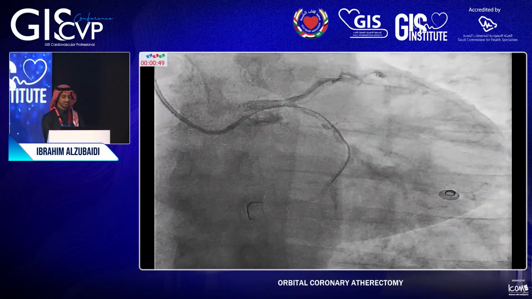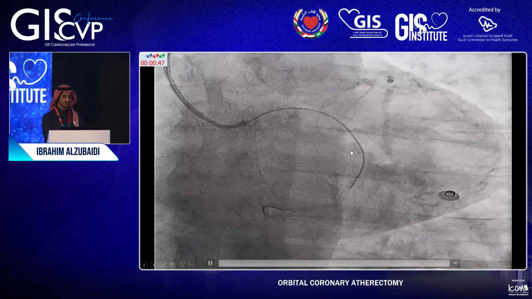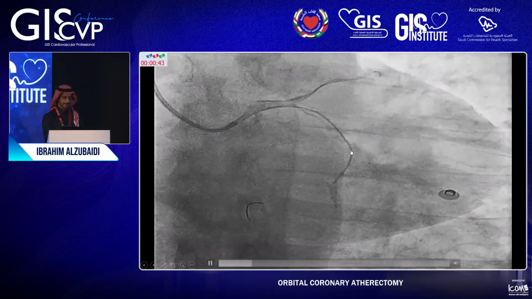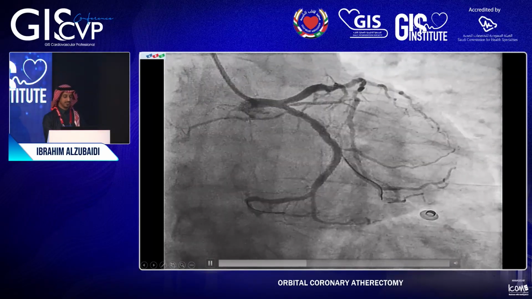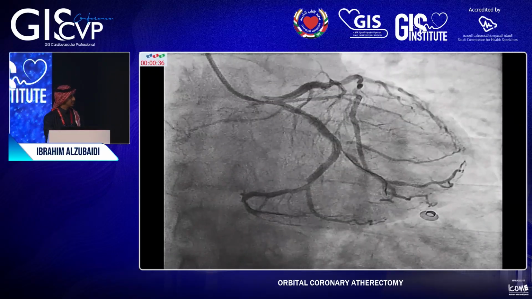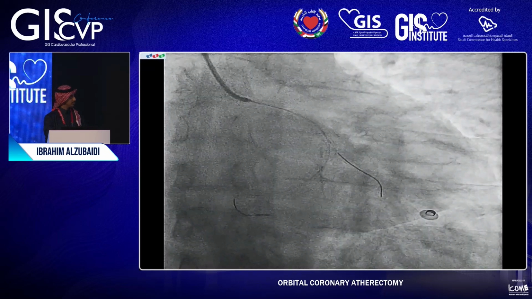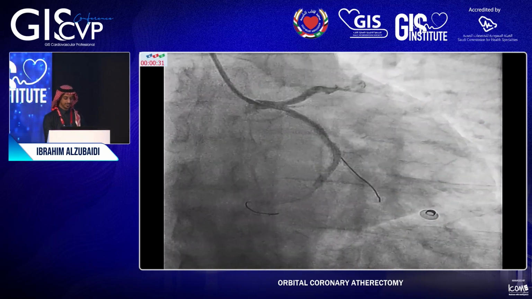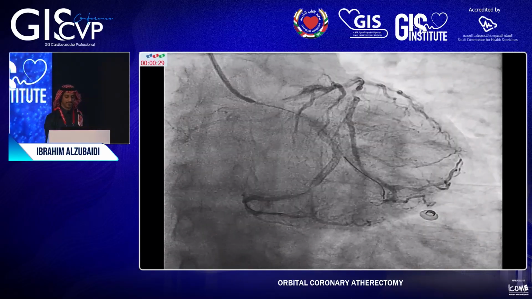Here, as you can see, is the burr of the orbital. And here, after we did multiple sessions of orbital, we prepared the area well, and we put in a stent, and this is the final picture.